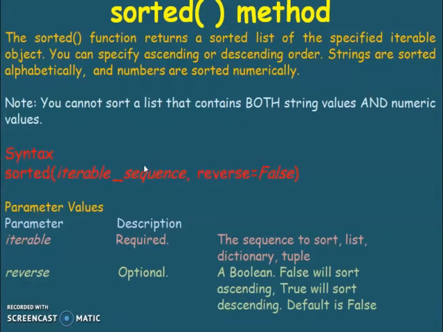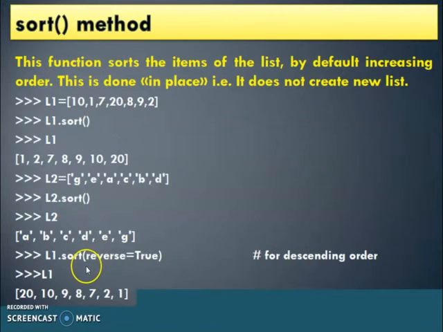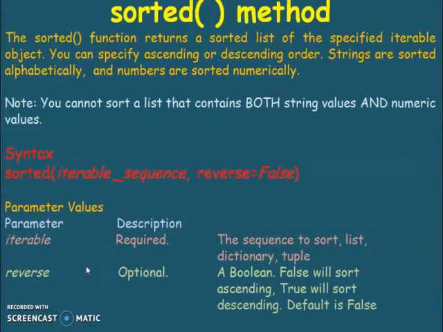See here, sorted. Next one is sorted. Okay, the sorted function returns a sorted list of the specified iterable object. You can specify ascending or descending order. Strings are sorted alphabetically. Okay, see, you cannot sort a list that contains both string values and numeric values. The list should be either a string list or a numeric list, not a mixed list.